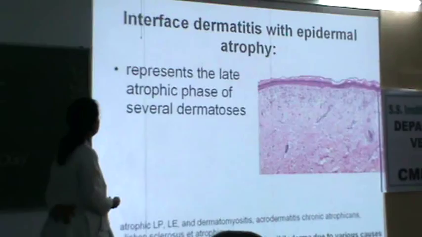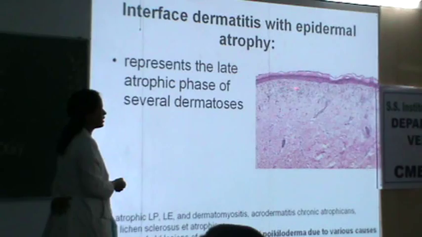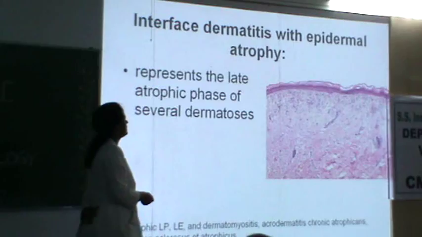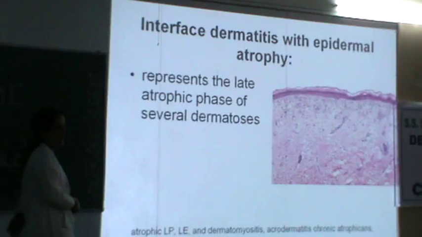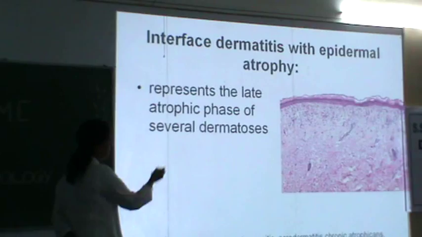What has happened to the epidermis here? Definitely you can say it is atrophic. The criterion is less than 5 layers. And what else? What is not seen here? Yes, rete ridges. There are no rete ridges at all. Flattening, you may say. So this is atrophic. Epidermal atrophy represents the atrophic phase of several dermatoses. These are the 5 patterns of epidermal change we have appreciated. In atrophic lichen planus, we are doing a biopsy at a later stage. We say this is atrophy and not the classical features.